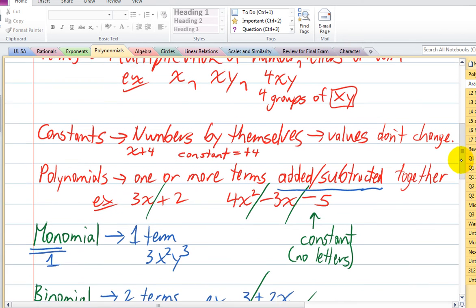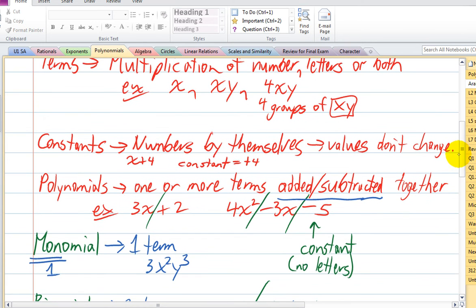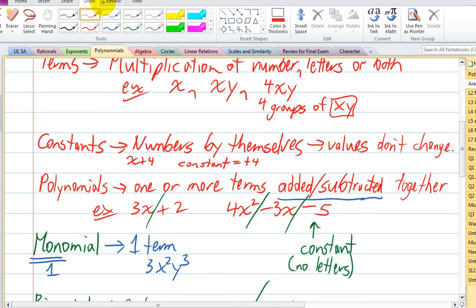Polynomials also have names. For example, monomial. Mono is a prefix meaning 1. That means it's one term. 3x squared y cubed. Are there any plus or minus signs inside there? None. So right here, no plus or minus signs, one term.